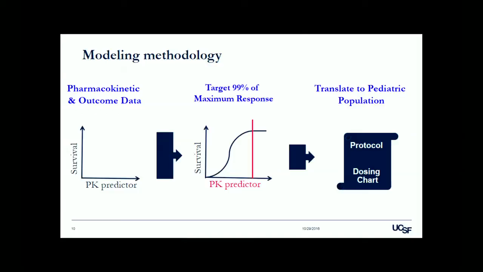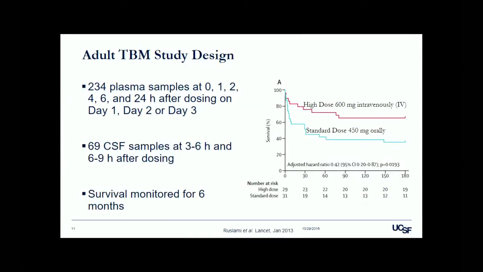And once we know this target, we can go into the pediatric population and ask the question: how shall we treat children of all ages and all weights in order to achieve that adult target? And this is what we've exactly done. We had the data from that adult TBM trial in Indonesia that actually showed efficacy. From this data, we got a lot of PK samples from plasma and from CSF. We clearly got survival data.